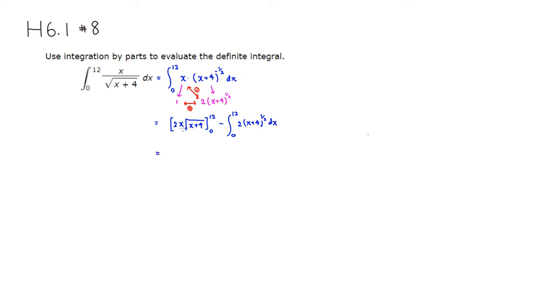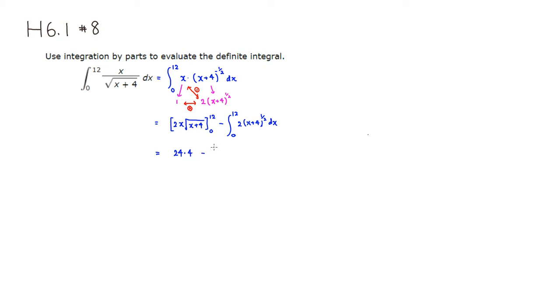Alright, so let's evaluate that. Plug in 12 in there. It's going to be 2 times 12, which is 24, times, if you plug in 12 here, 12 plus 4 is 16. The square root of 16 is 4, so we put that in. Minus, if you plug in 0, 2 times 0 times anything is 0, so it's a minus 0. I'm not going to write anything down.